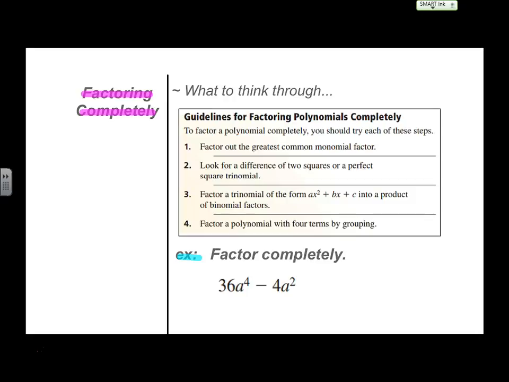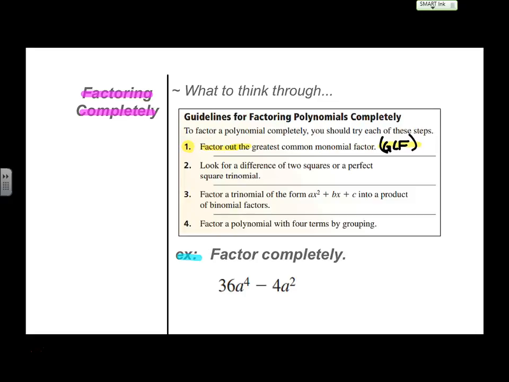What to think through. Don't even worry about guidelines and all that stuff. Just get to number 1. Factor out. And what's an easier way of saying the greatest common monomial factor? GCF. Technically we said GCMF, but that's alright. Let's just say GCF. Is that okay? Just shortening it. Number 1. Factor out the GCF, if there is one, maybe there's not.